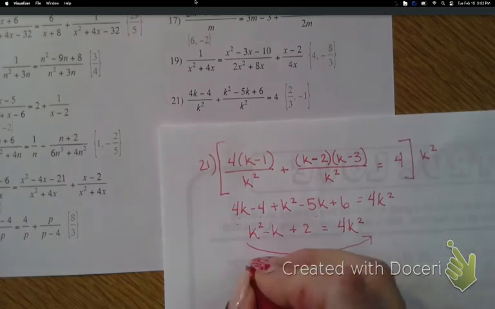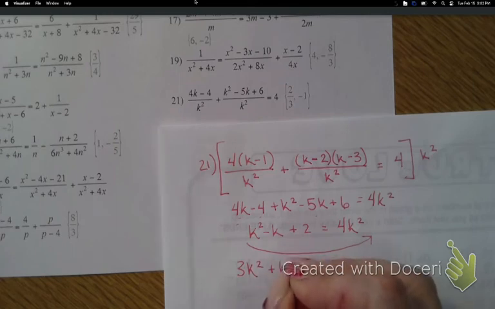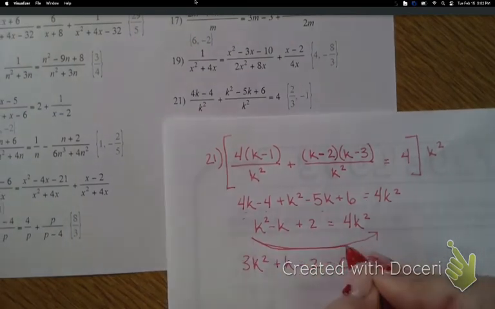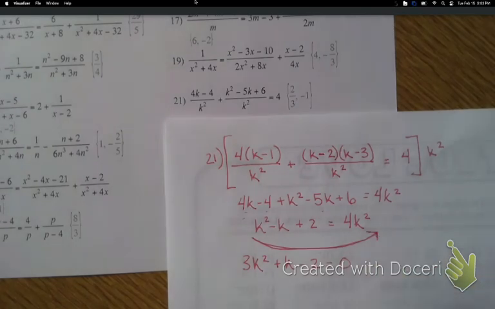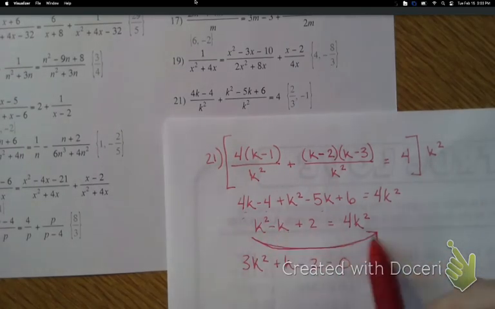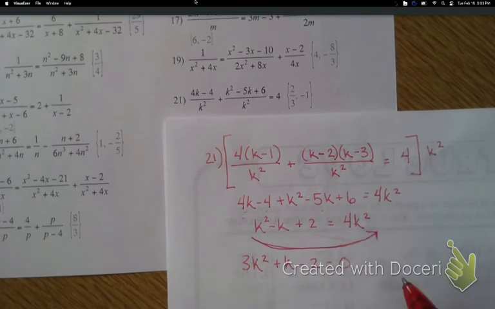So I get 3k squared plus k minus 2. You guys check me out. Is that what you get? Wait, I don't even know what you did. I moved everything over. Combined all the like terms and moved them over. So I subtracted k squared, added k, and subtracted 2.